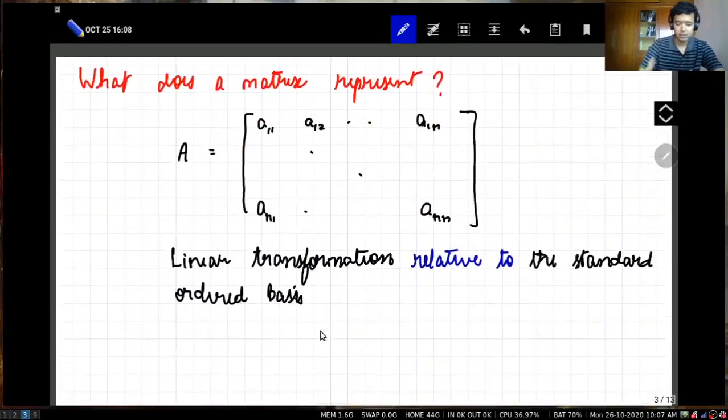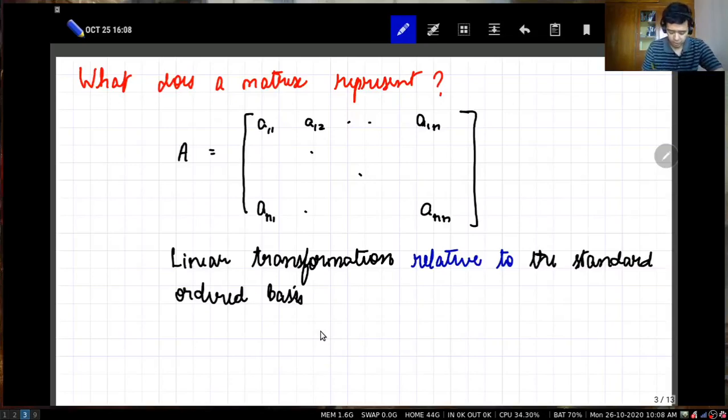So to understand that similarity is equivalent to a change of basis, we must first understand what a matrix represents. Now, a matrix is one representation of a linear transformation, and it is the linear transformation relative to some basis. And in particular, whenever we talk about a matrix A, we generally mean this to represent the linear transformation relative to the standard ordered basis. So let's see why that is the case.